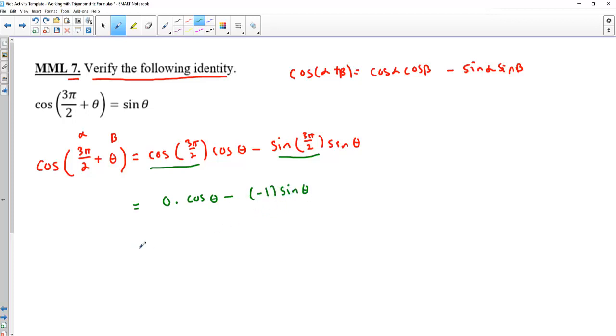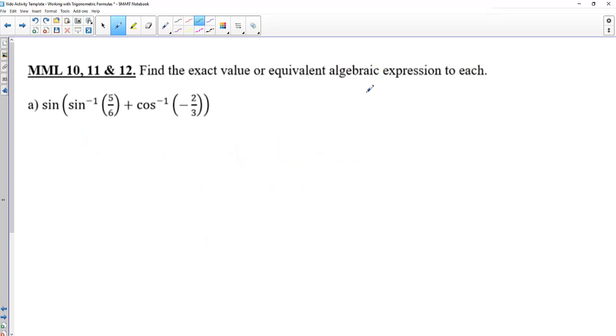And this is going to be equal to, of course, this term's going to go away, because 0 times anything is 0. And then minus a negative is a positive sine of theta. And we're all done. We've verified the trig identity by going from the left-hand side to the right-hand side, using a string of equalities, and then the trig formulas we're supposed to be familiar with. All right, let's move on to number 8.